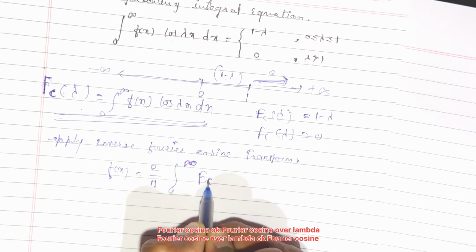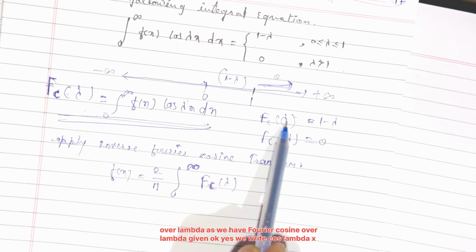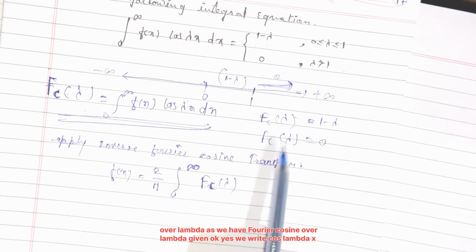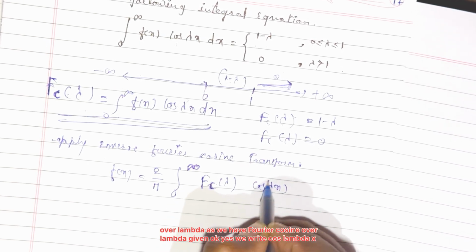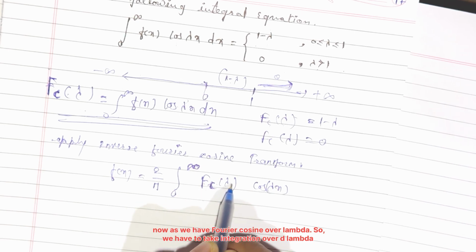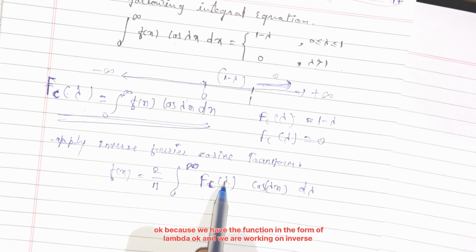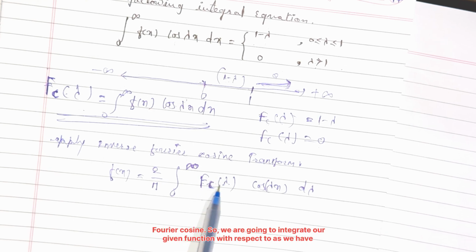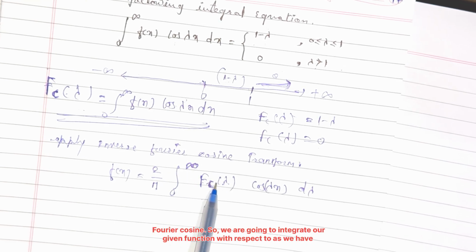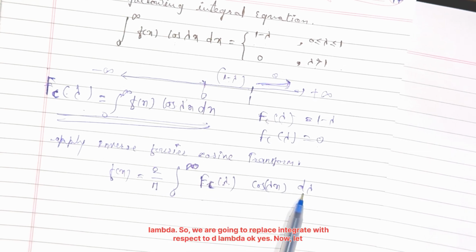Fourier cosine over lambda, as we have Fc of lambda given. We write cos lambda x. Now as we have Fc of lambda, we have to take integration over d lambda, because we have the function in the form of lambda. And we are working on the inverse Fourier cosine, so we are going to integrate our given function with respect to lambda.